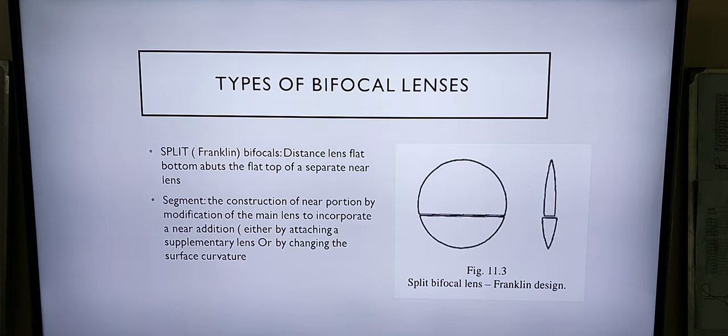There are four main types of bifocal lenses: split bifocal, cemented, fused, and solid bifocal. Split bifocals have a distance lens whose flat bottom abuts the flat top of a separate near lens. The concept of segment is used in bifocals: the construction of the near portion by modification of the main lens to incorporate a near addition, either by attaching a supplementary lens or by changing the surface curvature.